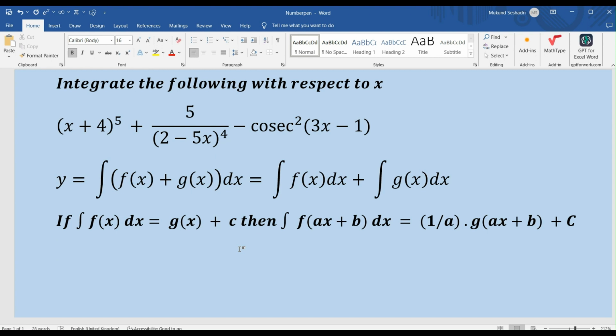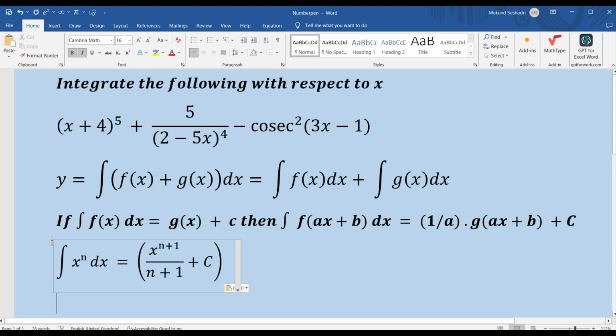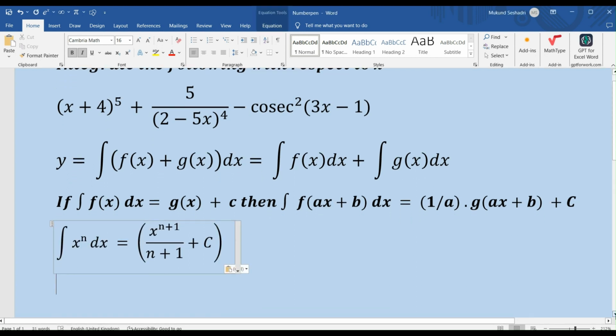Now it looks like we've got three functions, right? And I want you to draw a parallel to what we have learned in first principles. For example, the first and the second function are of the type x to the power n. So what is that formula that immediately has to come to your mind? That formula is this, right? We write it down. Integral of x to the power n dx equals x to the power n plus 1 divided by n plus 1 plus c, where c is any arbitrary constant.